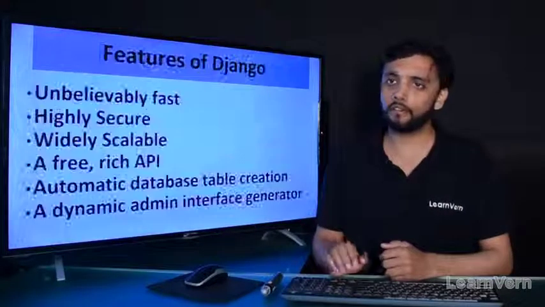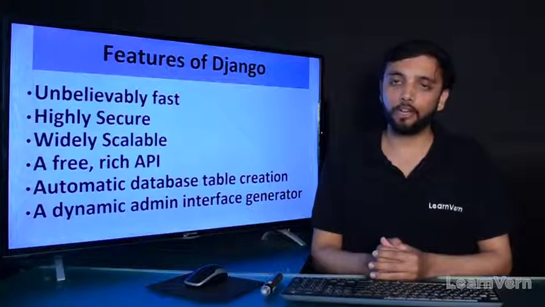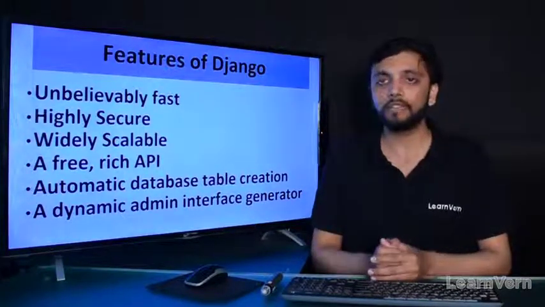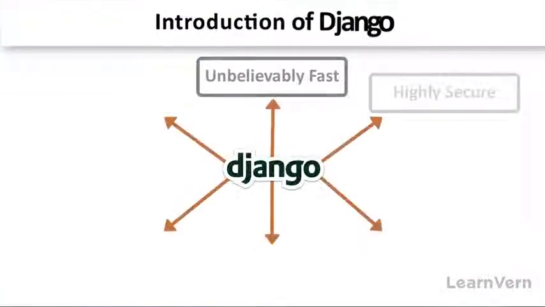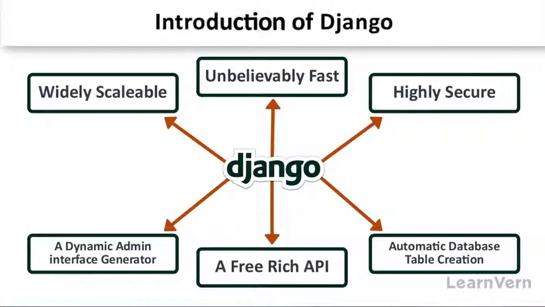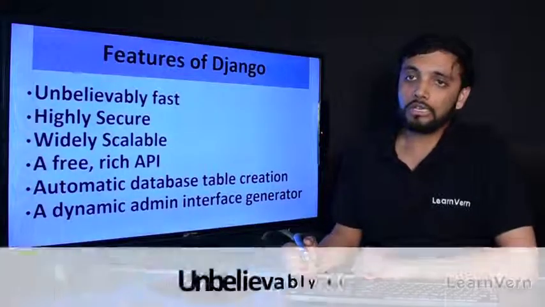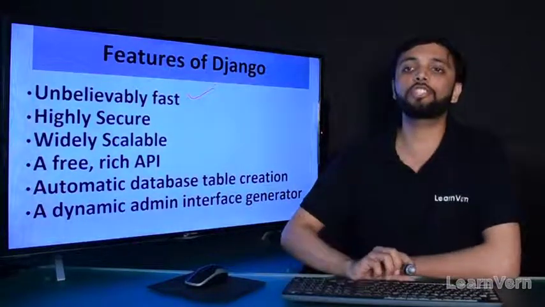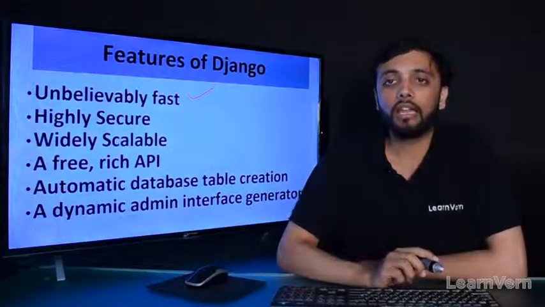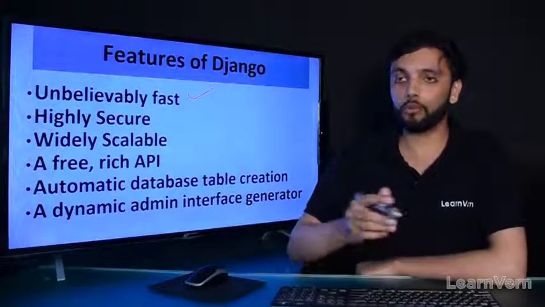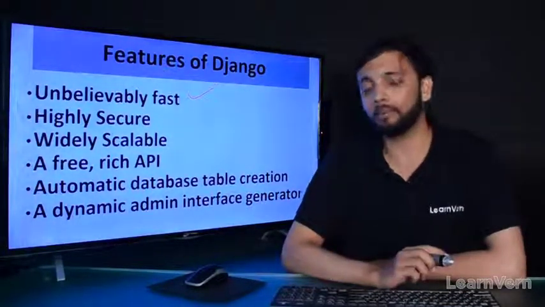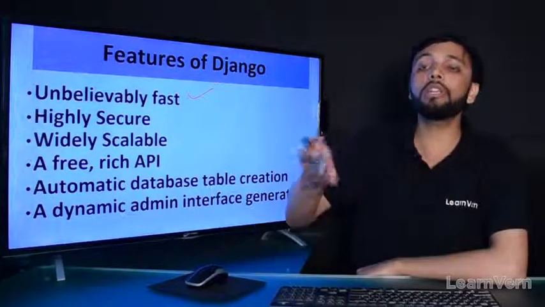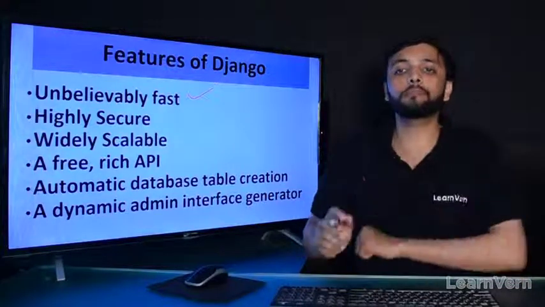Let's go further. What are the features of Django? Why is Django most widely used? The answer will be in this slide. Features of Django. Django has so many distinctive features, just like Django is unbelievably fast. The first main feature of Django, as Django was made for developers to help them take applications from concept to completion as quickly as possible.